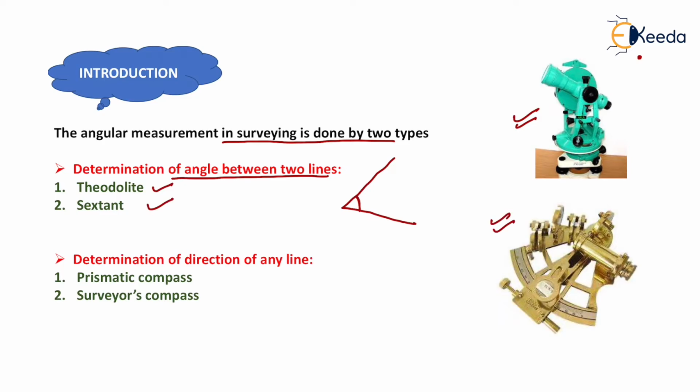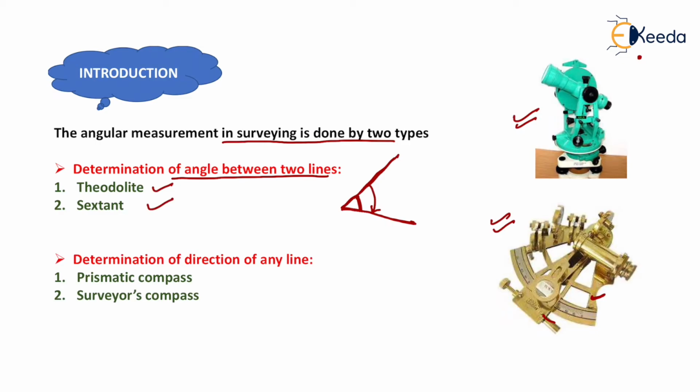Now, if we want to measure the angle between these two lines, then we have to keep this face of the sextant on this survey line, and by slowly moving this portion towards the next survey line, we can identify this angle. So, with the help of a theodolite and sextant, we can easily determine the angle between two survey lines.